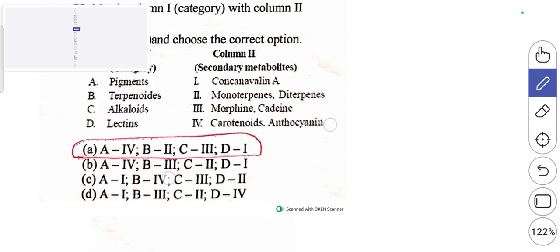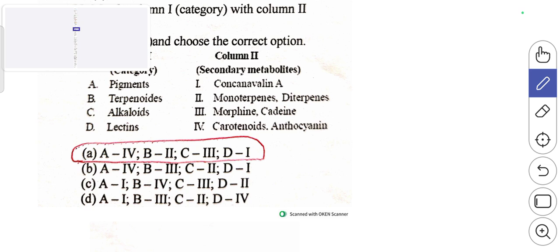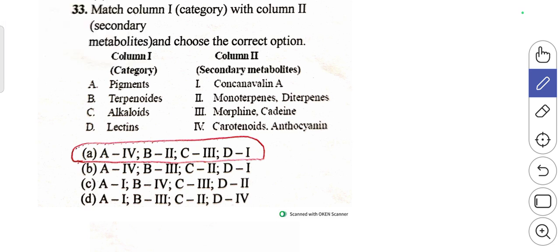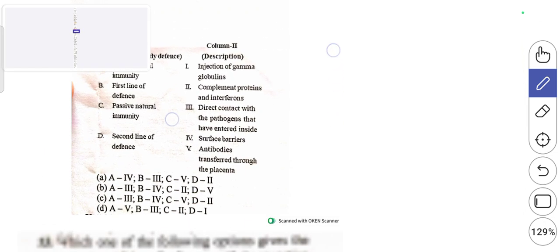Then next one, again from the topic biomolecules. Pigments, what are the pigments present in plants? Carotenoid and anthocyanin, these are the plant pigments. Then terpenoids, monoterpenes and diterpenes, alkaloids. What are the examples for alkaloids? Morphine and codeine are the alkaloids. Then lectin, concanavalin. So A is the right answer for this question. So we'll discuss the next one.